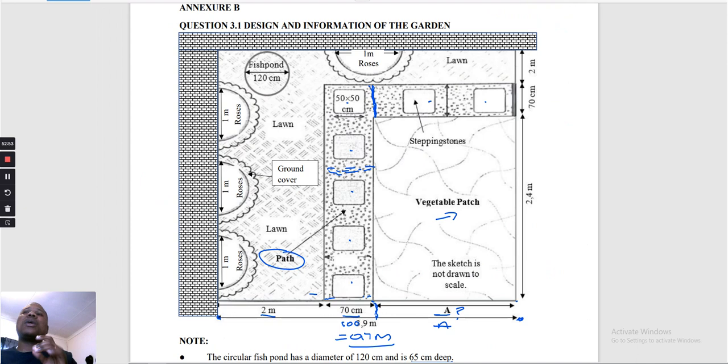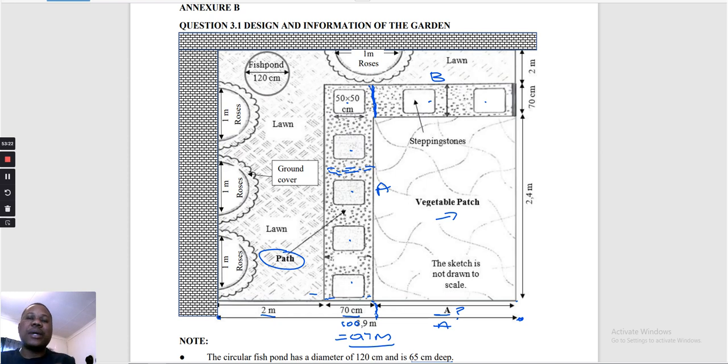Listen to what we are going to do. We are going to calculate the area of the path, including even the stepping stones. Then after that, we take out the area occupied by the stepping stones. Then we will remain with the area of those small stones. Now let's get on. I'm going to call this side A, and then this one side B, because we have 2 rectangles that have been joined together.